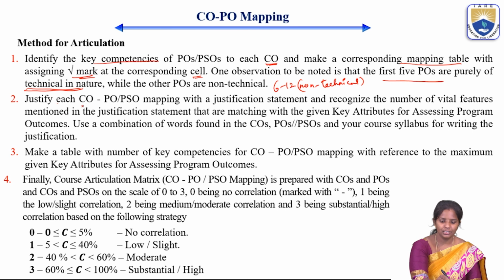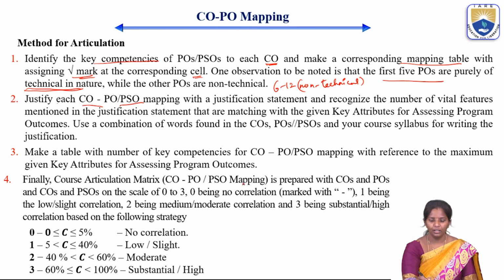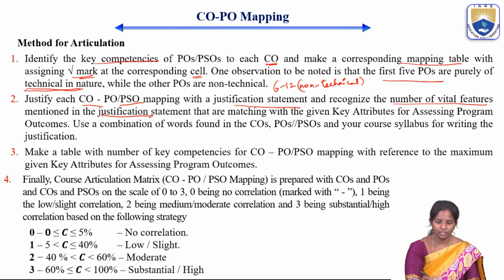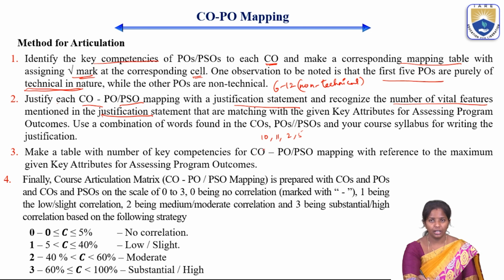Then justify each CO, PO, PSO mapping with a justification statement, like giving some statements. Recognize the number of vital features mentioned in the justification statement that are matching. So if you see the table, there are some vital features like 10, 11 or 2, 5 that are given. So we have to take that into consideration. Then use a combination of words found in CO, PO, PSO and your course syllabus for writing the justification.